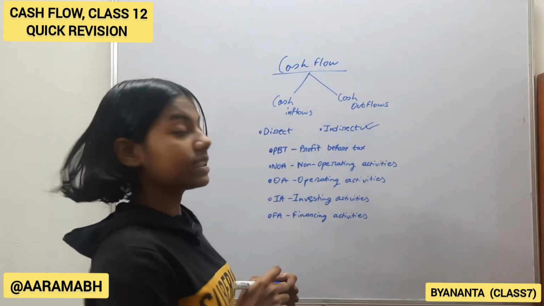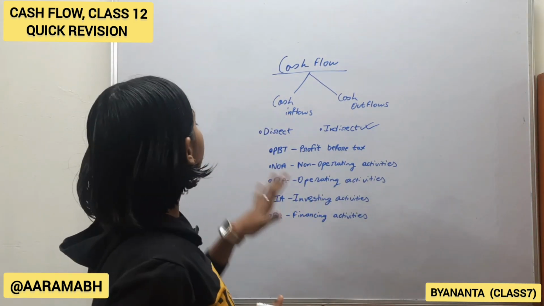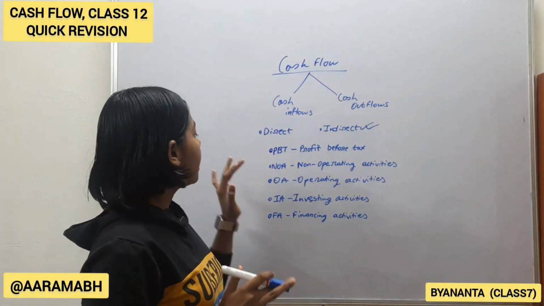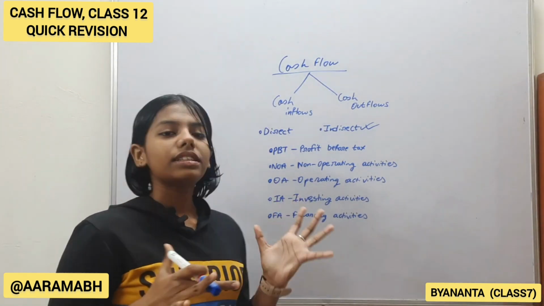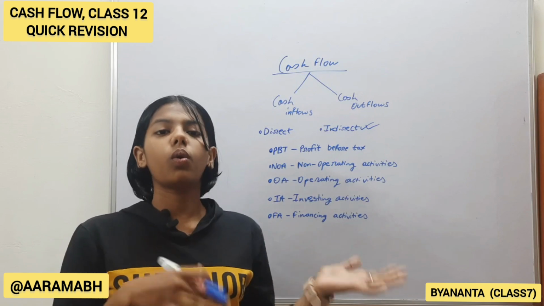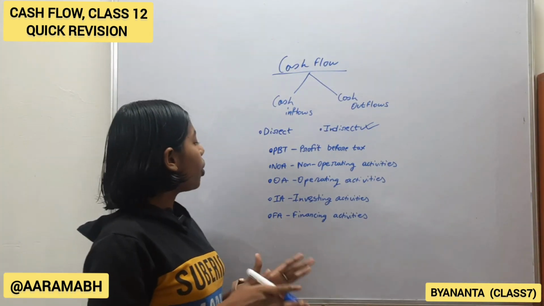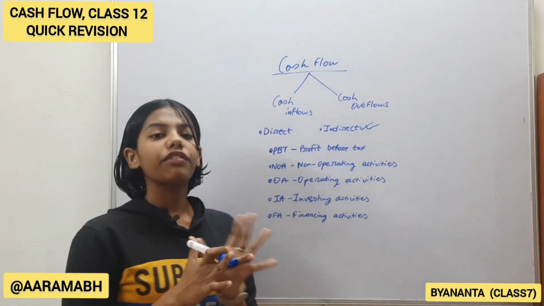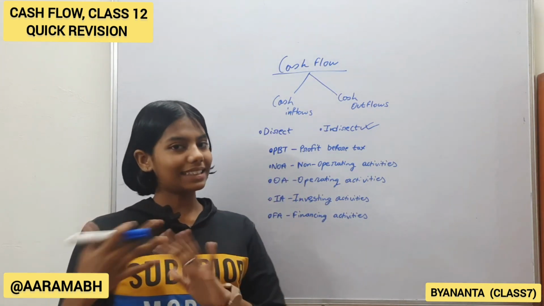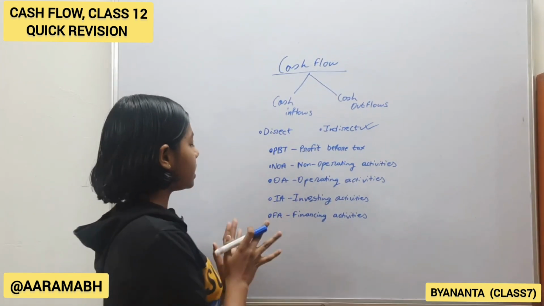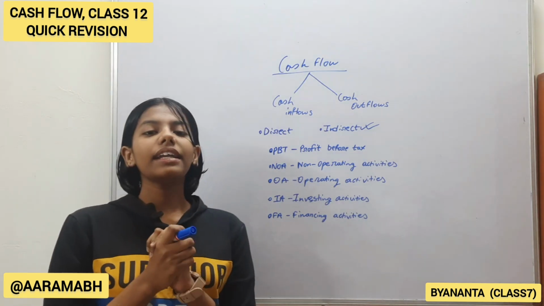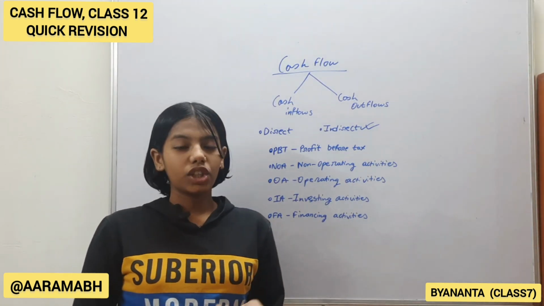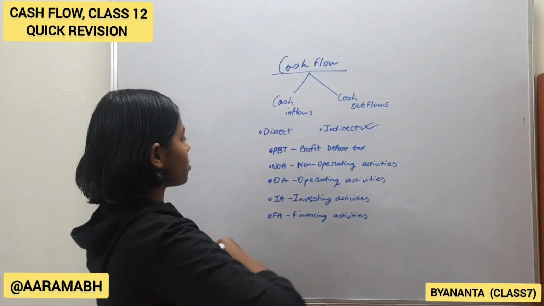Now before I start discussing these topics, I'd like to let you know that in PBT we make a working note. Then in the NOA we deal with stuff like depreciation and appreciation and all the profits and losses. Then in OA we deal with all our current liabilities and current assets. And then in IA we deal with purchases and sales. Any purchase or sale will be recorded in IA. And then at last FA contains our shareholder-related things like debentures, equity shares, and the rest of those.